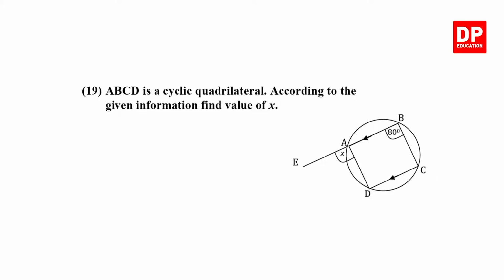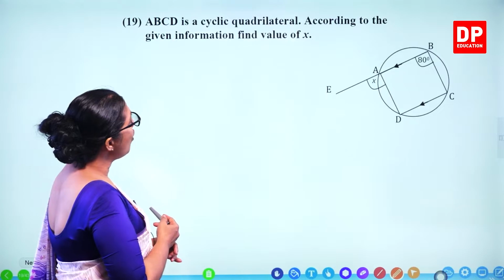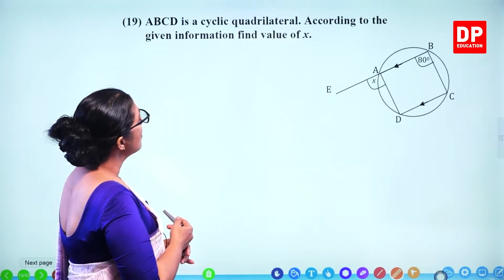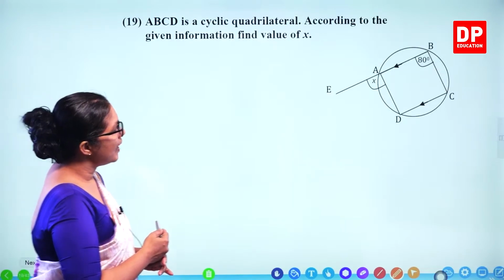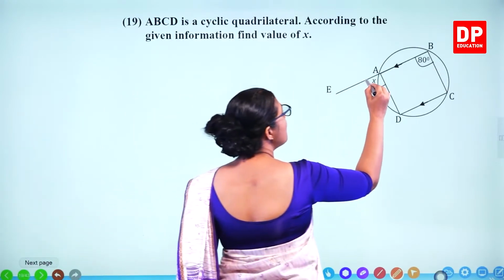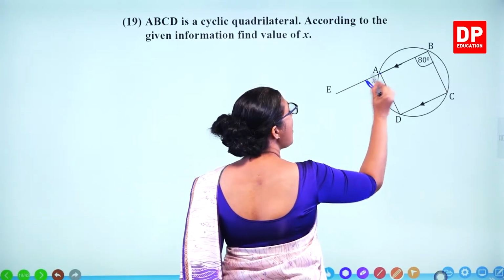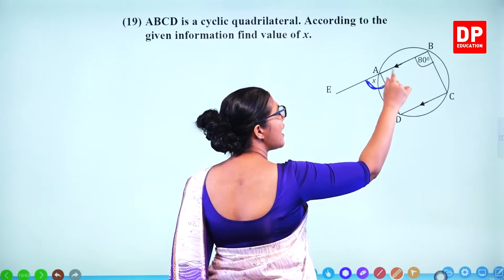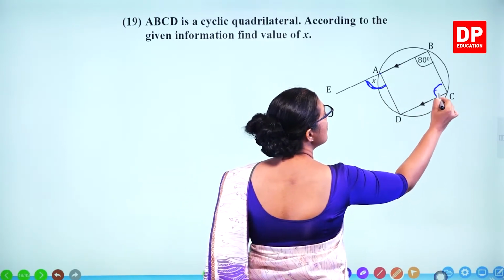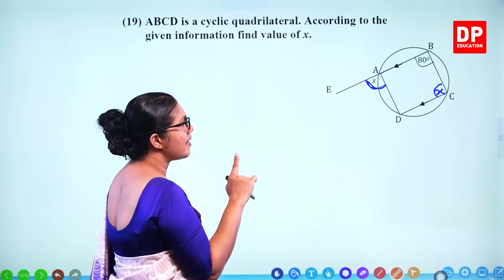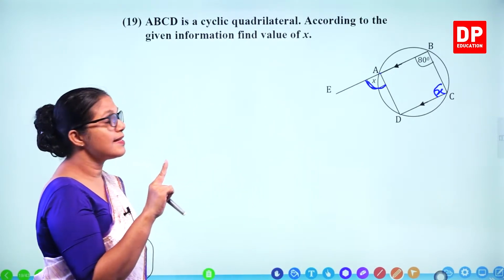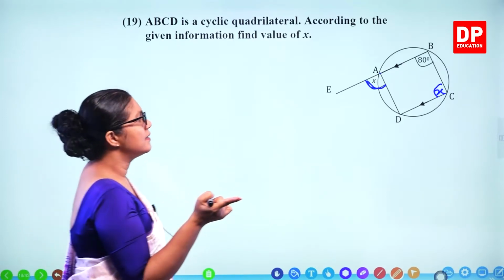Question number 19. ABCD is a cyclic quadrilateral. According to the given information, find the value of x. X is here. If this is x, this is the exterior angle of a cyclic quadrilateral. This is also x. That's the theorem. Exterior angle of a cyclic quadrilateral is equal to the opposite interior angle.